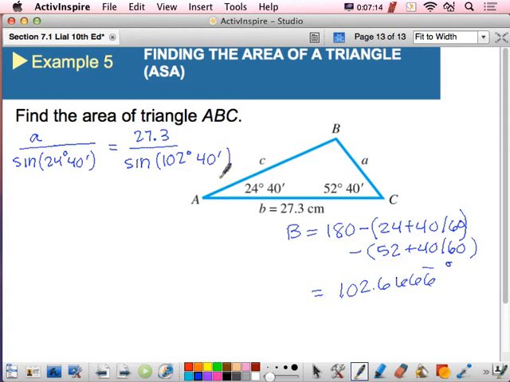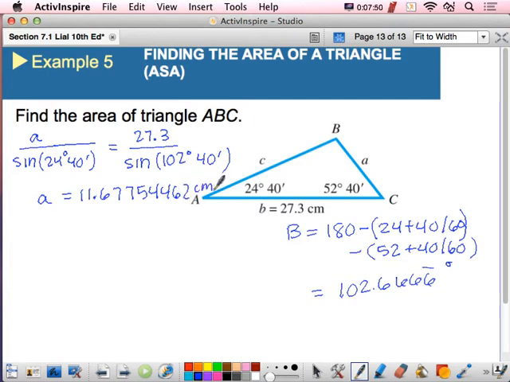Okay, now we're going to cross multiply and solve for a. So everybody cross multiply and solve for a. All right. Did you guys get 11.6775446? That's a. Now don't round yet, you guys. We're not finished. This is not our final answer. That's what we got for little a.